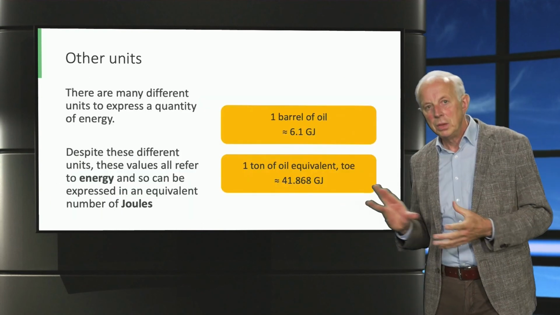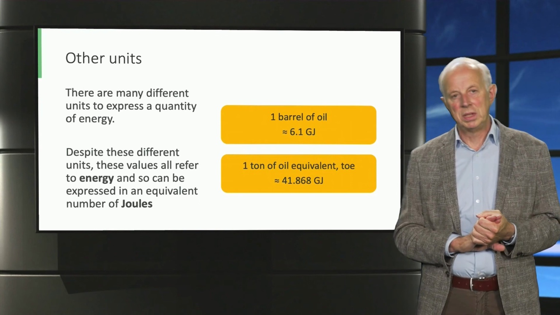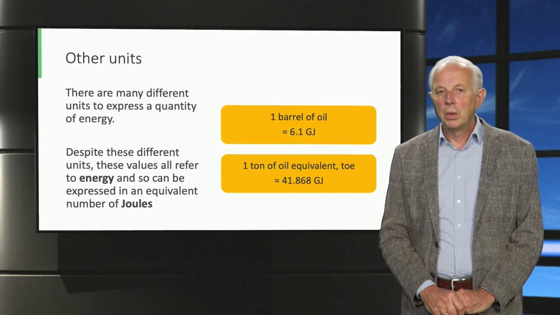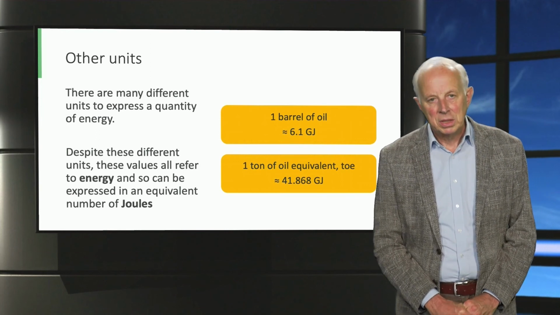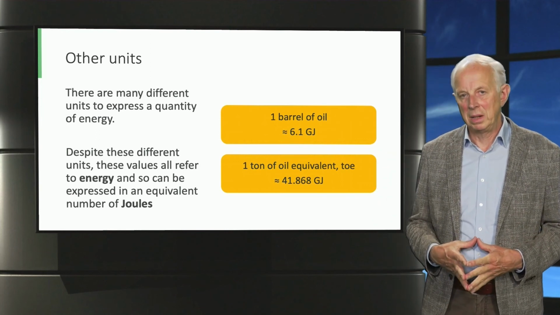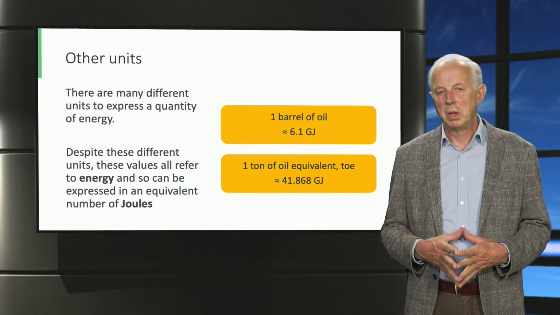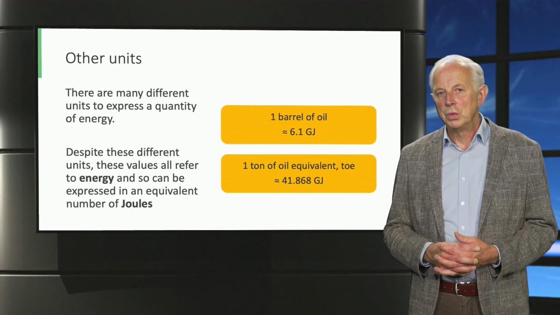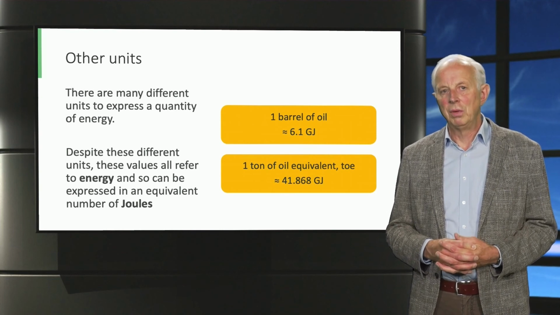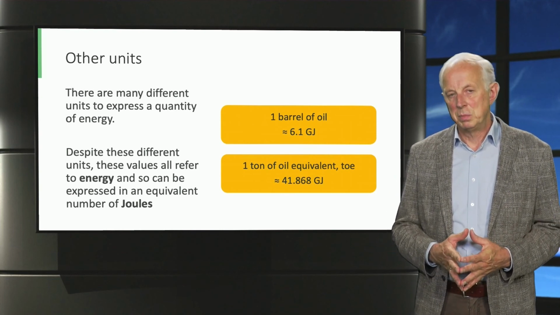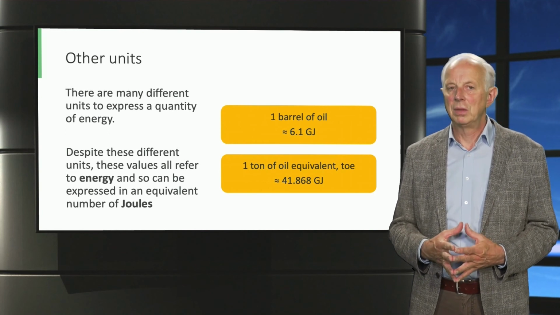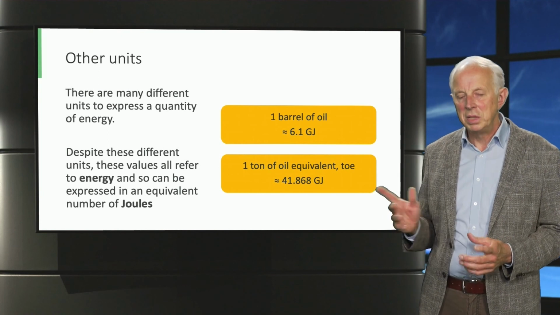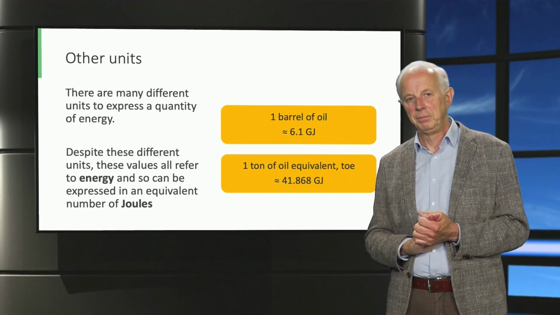There are various other units that are used to express quantities of energy. One is the barrel of oil. If you look at oil statistics and even the price of oil, these are all expressed in barrels. A barrel of oil is about 6 gigajoules. Another unit that is often used is the term ton of oil equivalent. A ton of oil is much more than a barrel of oil. It is equivalent to roughly 42 gigajoules. You find the precise conversion factor on this slide.